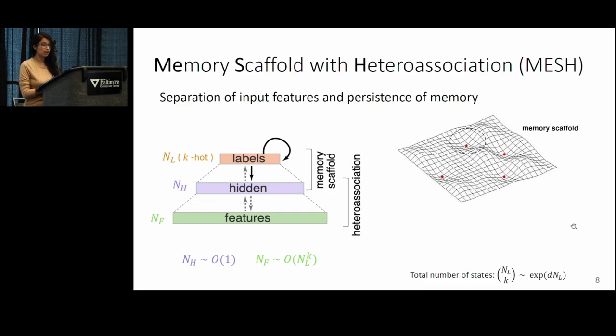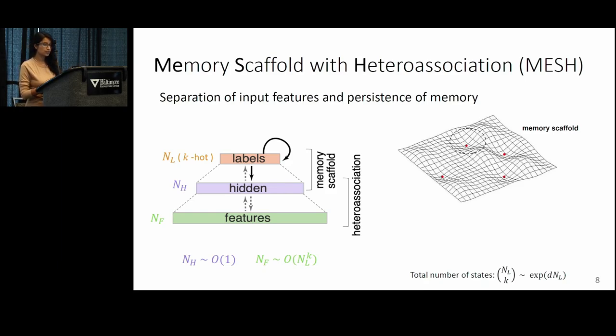The total number of attractor points here is given by NL choose K, where NL is the dimensionality of the label layer, and K is the number of on bits in the label layer. So the total number of states possible is NL choose K, which scales exponentially in the number of label neurons in the network. Given these exponentially large predefined fixed points, we can now store arbitrary features into this network by taking these arbitrary features and tagging them to these predefined states by heteroassociation.